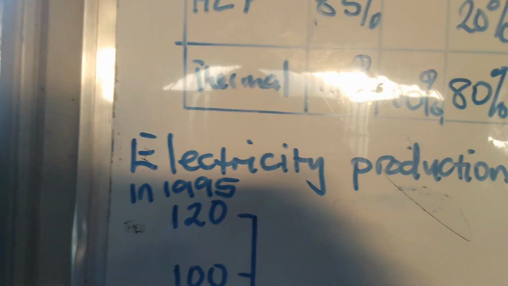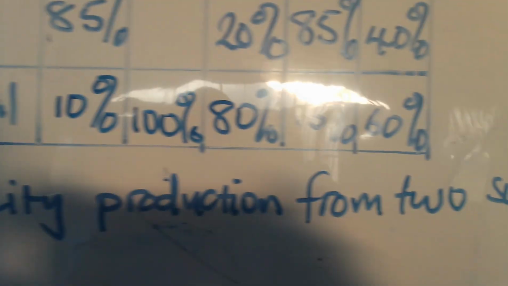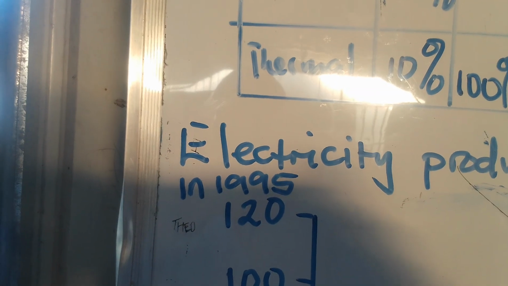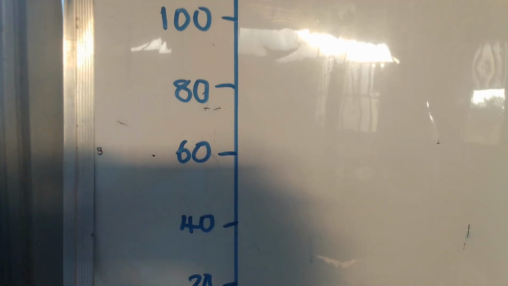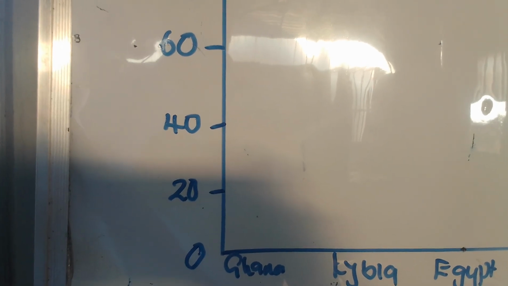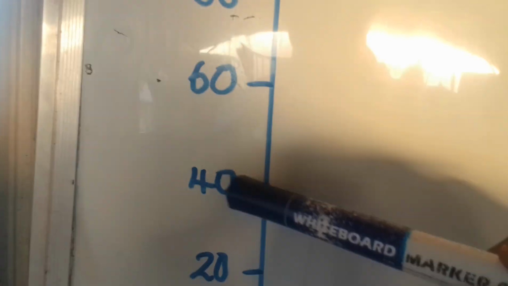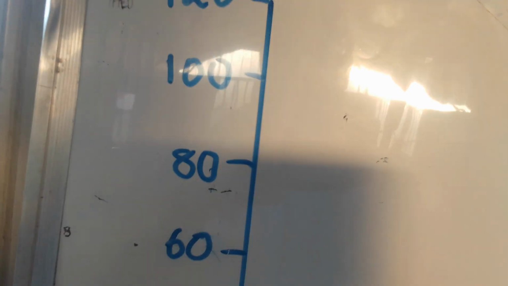Now, as I said, when we are drawing the bar graph, we need the title. The title is here, electricity production from two sources in 1995. Then when drawing the bar graph, like I said before, you need a scale which is uniform. In this case, my scale starts from 0 with a difference of 20. So I have 0, 20, 40, 60, 80, 100, and 120. That's my scale.